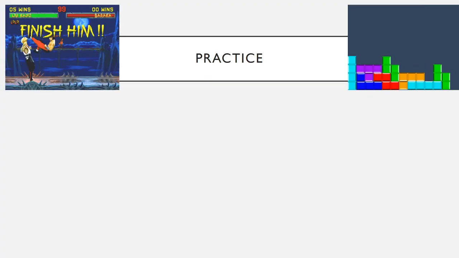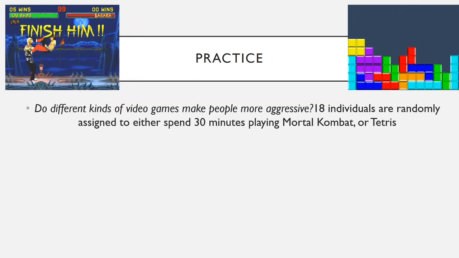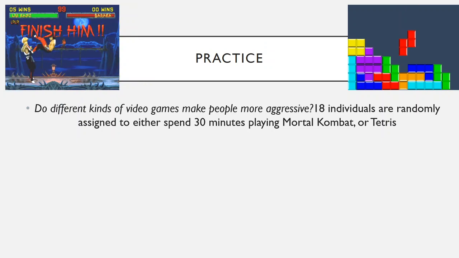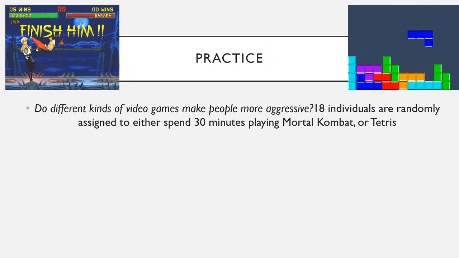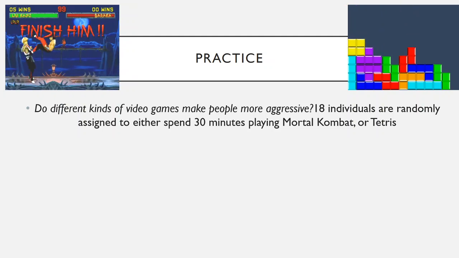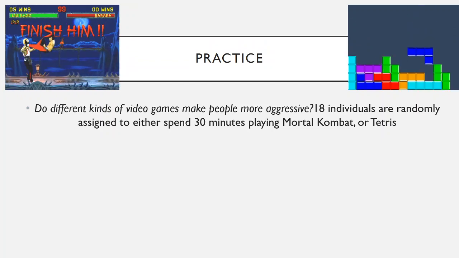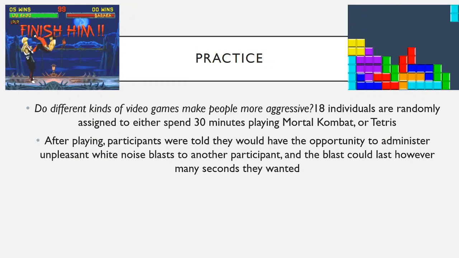That's a good thing. Okay, so now I'm just going to show you a practice problem that you can work on in your own time. I know a lot of people are interested in this classic question of whether or not video games make people more aggressive. So in this hypothetical, let's say we randomly assigned a group of individuals to spend some time either playing a violent video game, Mortal Kombat, and the control group is still going to play a video game, but a non-violent one, so let's just say Tetris.